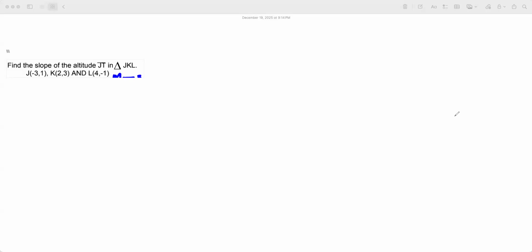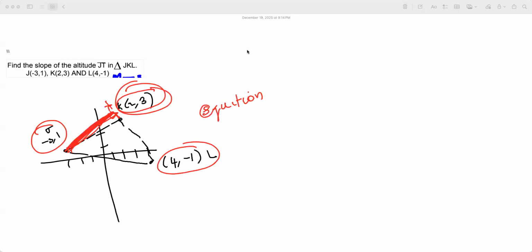Miss Priya, I have one question. Yes, please. For JT, what would the equation be if we had to write a proper equation? You want to write the equation? What is the slope of KL? Let me quickly do it. KL, what is the slope? I don't know why my pencil is writing so erratically. 3 minus 1 by 2 minus 4, right?